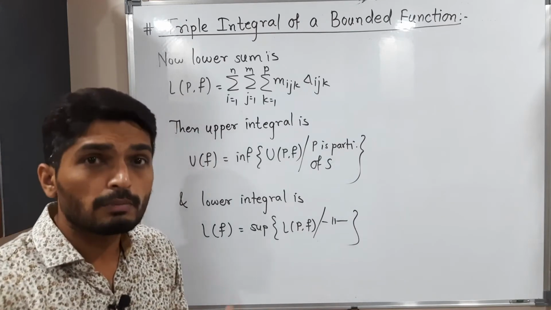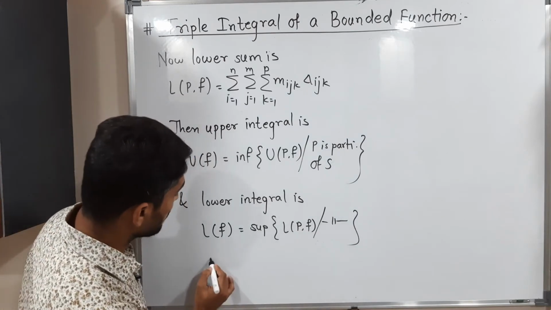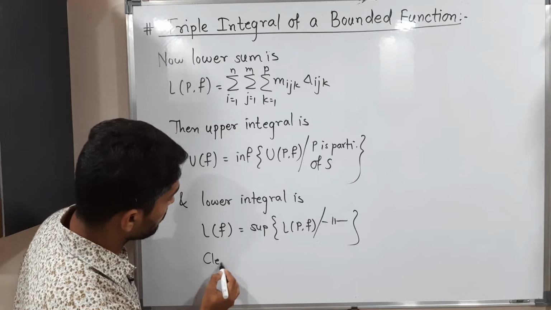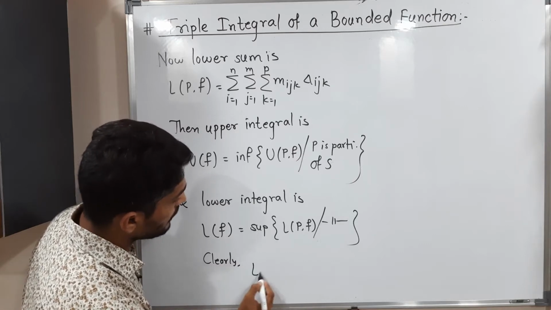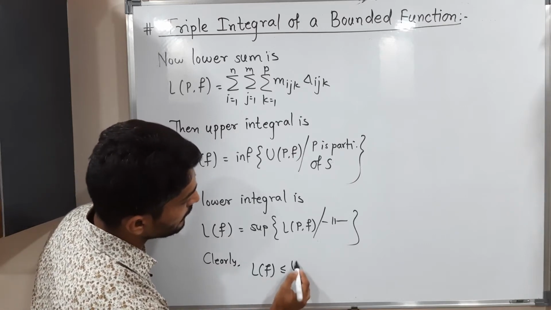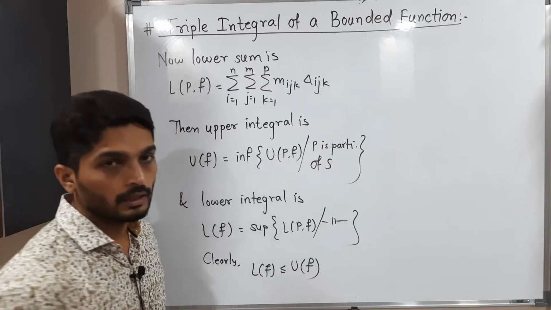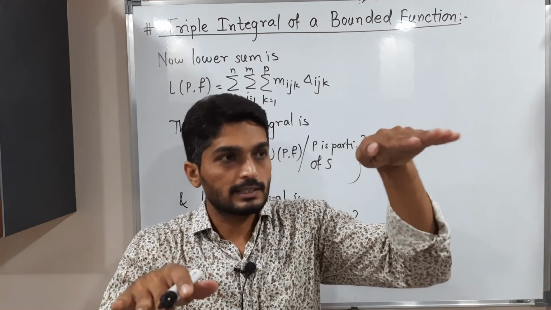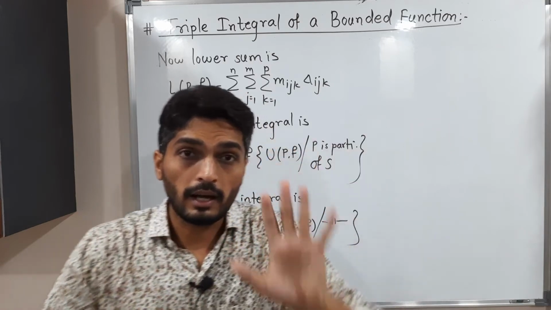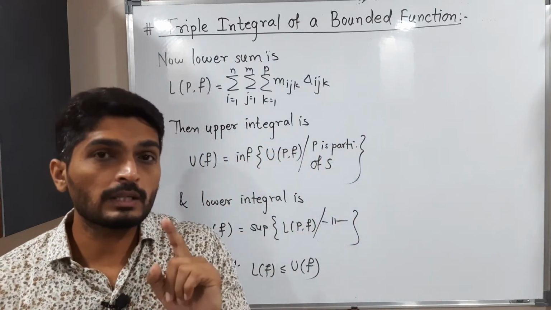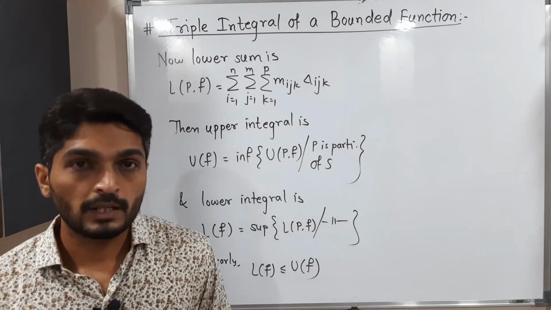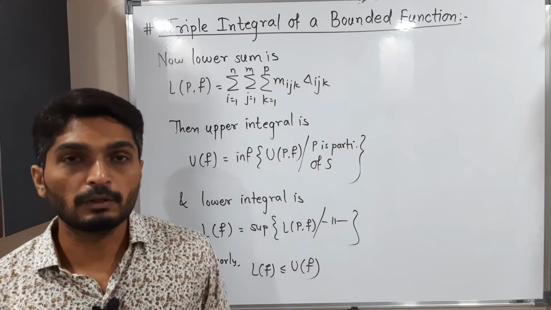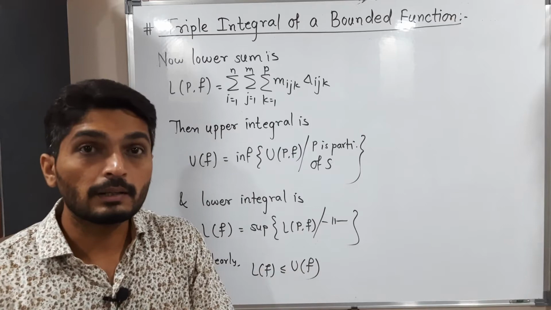What is the relation between them? Clearly I can write, always the lower integral is less than or equal to the upper integral. There is a very small difference, but the lower integral is always less than or equal to the upper integral, and we can have equality also. When we get equality for any function, then we say the function is Riemann integrable, or here we say the function is simply triple integrable.